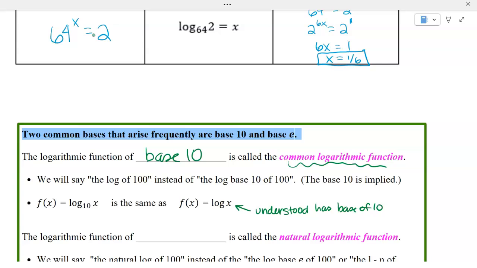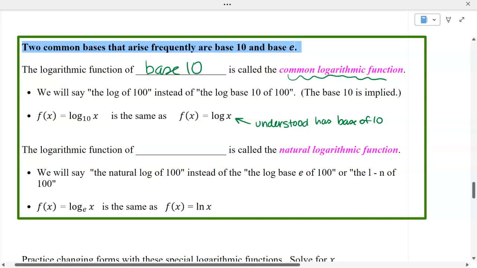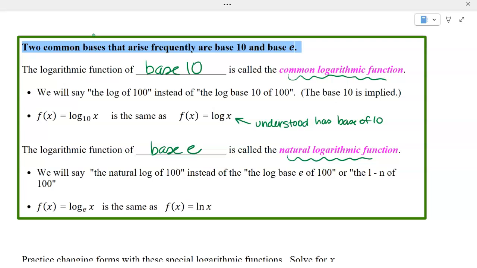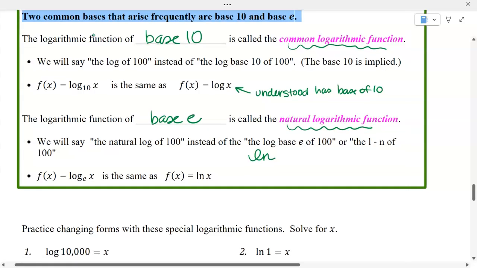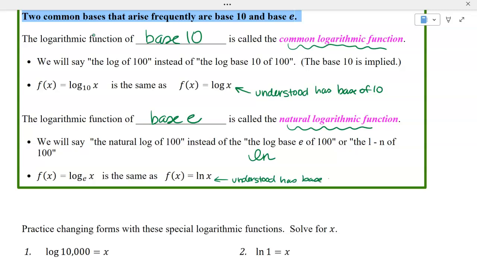Now the other understood base is if we have a base e. Remember we talked about the irrational number e last class. And when we have a base e, this is called the natural log or natural logarithmic function. Now the natural log is written with an ln. So many times I'll use kind of a little cursive L to help me, but it's ln for natural log. And you'll notice that we could write a log with a base e. We could say log base e of x. Or if we just put natural log of x, this is understood that it has a base of e.